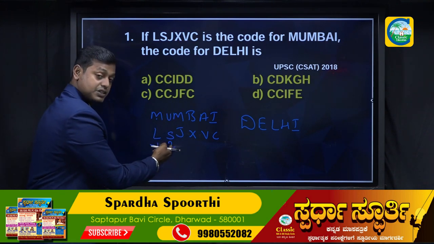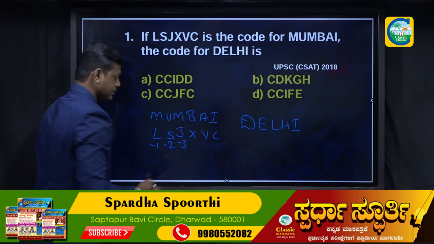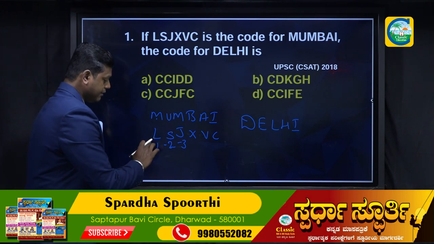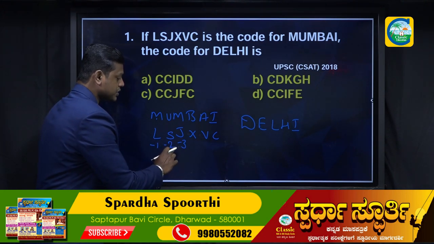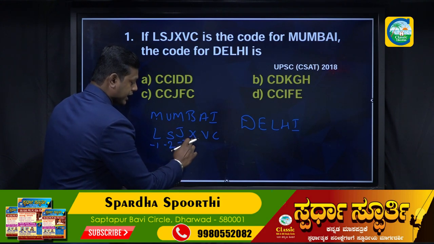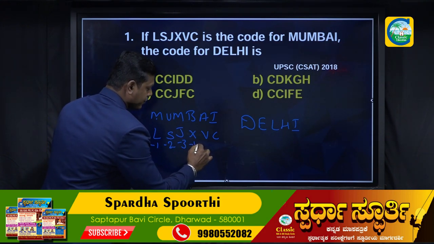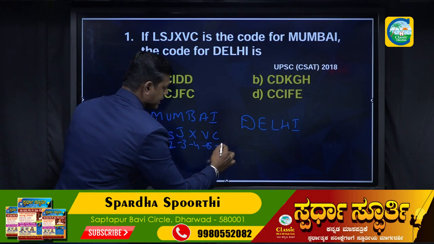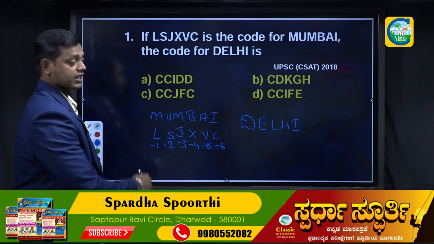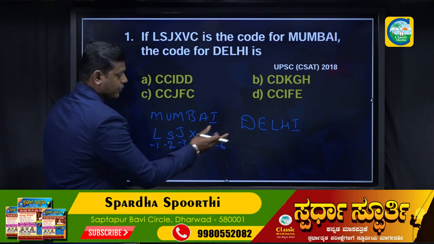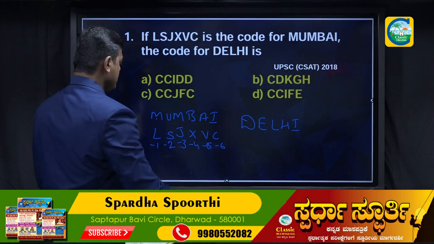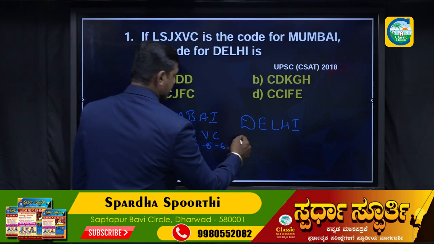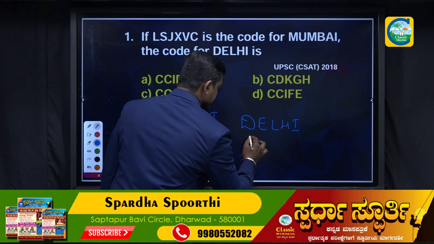Next, M is there. Then J, minus 3. By seeing the sequence, friends, serial wise we are going minus 1, minus 2, minus 3. Again they're giving X means minus 4, minus 5, minus 6. So this is a sequence. We are applying the same pattern for Delhi here. D minus 1, that is, we'll take minus 1, that is C.